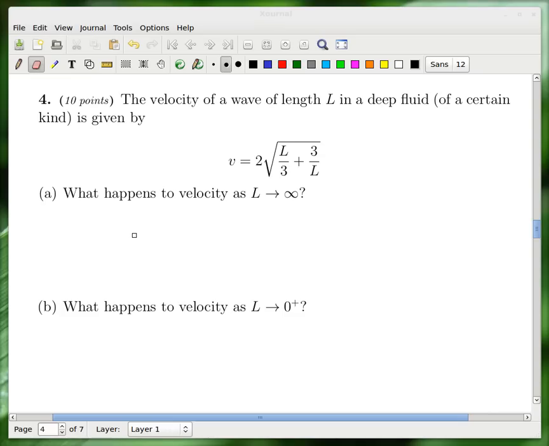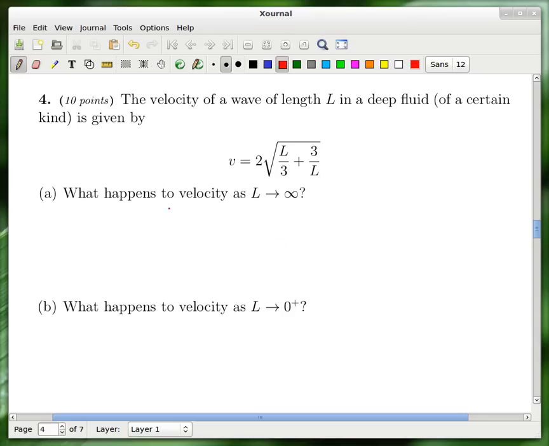So we have this equation. The velocity of a wave in deep water can be expressed like this. The 2 and 3 are constants that depend on the nature of the fluid, like whether it's an ocean of motor oil or an ocean of ammonia or something like that. And L gives you the length of the wave, and if you know the length of the wave, then assuming the water is deep, the velocity is given by that. All right, so these first two questions, like I said, are just limit questions.